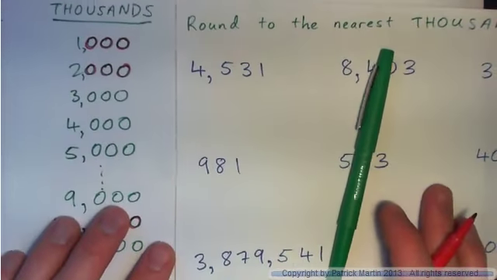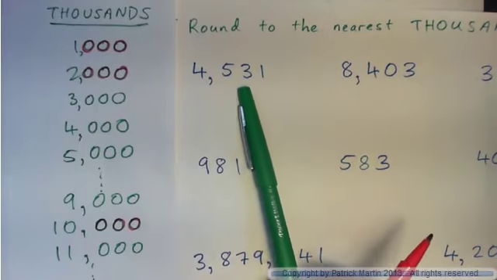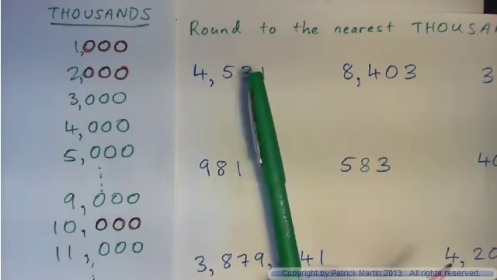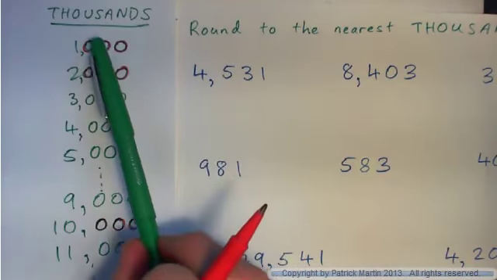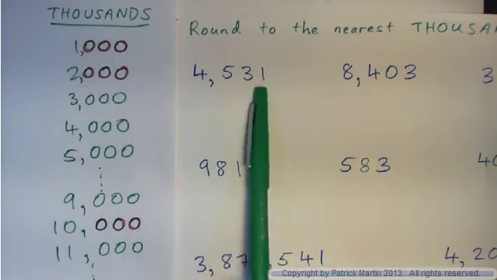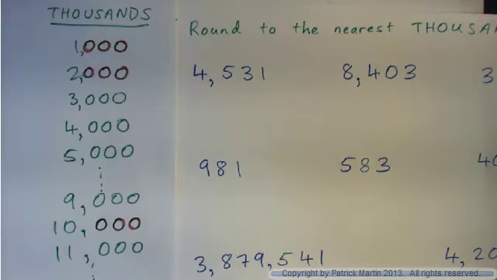So basically, if you're rounding 4,531 to the nearest 1,000, which multiple of 1,000 is this nearest to? Is it nearest to 3,000, 4,000, 5,000, or what?